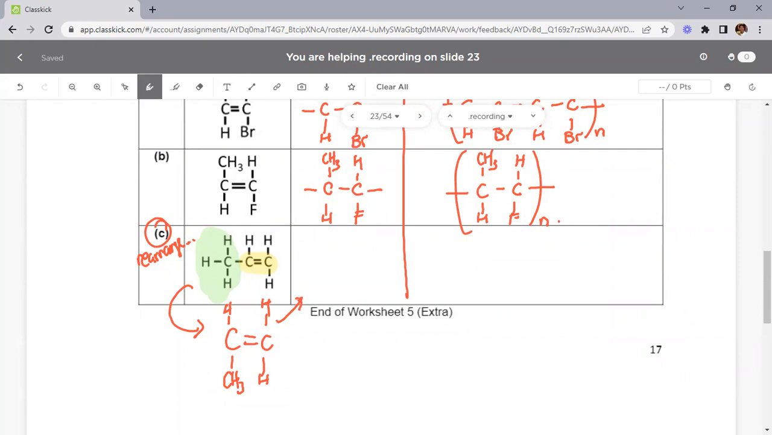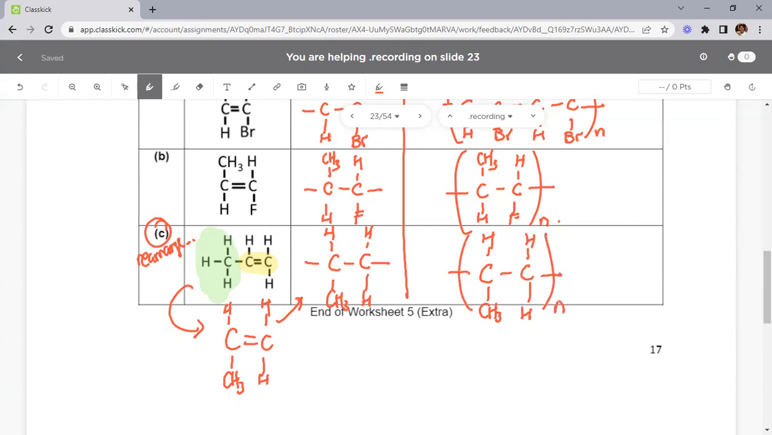From this monomer here, I'm going to convert it to a polymer. So I'm going to break one of the bonds in the double bond. I'm going to draw the same thing, but with one of the bonds in the double bond broken, and I'm going to have the bonds extended to the side. The polymer will just be having the bracket with the n. So draw the repeating unit once again. Then I draw the bracket and have the n over there. So this will be the end of worksheet 5 extra.